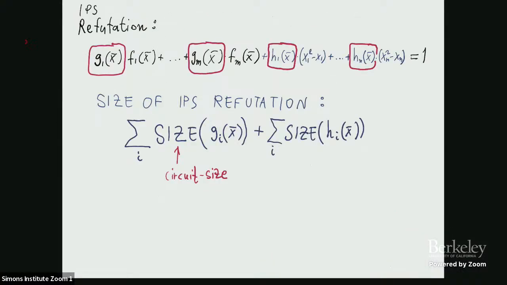How do we usually measure size for Nullstellensatz? Just sparsity, the number of monomials. Sigma pi.